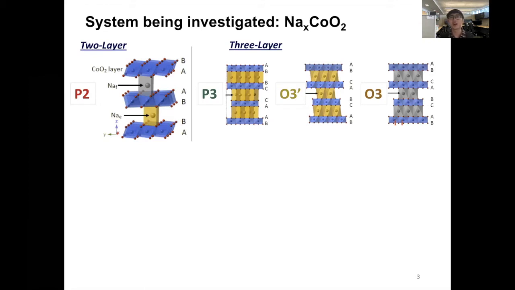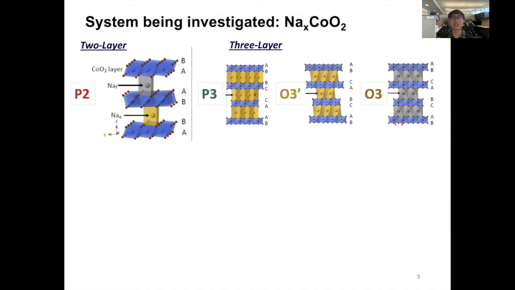Taking sodium cobalt oxide as an example, there are two major polytypes which can be distinguished by their oxygen stacking and sodium environment. On the left is the P2 phase with a two-layer oxygen stacking, ABBA. And on the right are the three-layer phases, P3, O3 prime, and O3, with a three-layer oxygen stacking sequence. And a prime symbol here represents symmetry breaking either by sodium ordering or Jahn-Teller distortion.